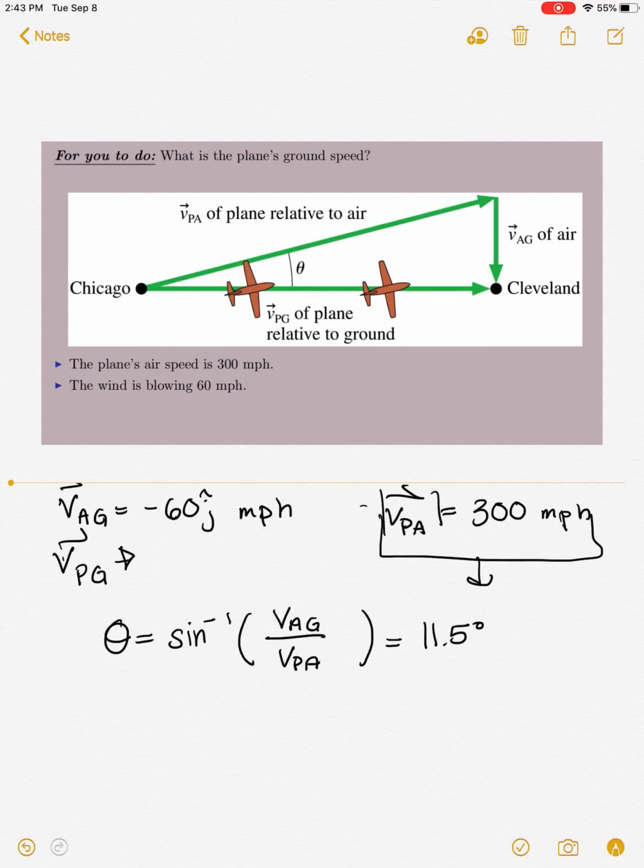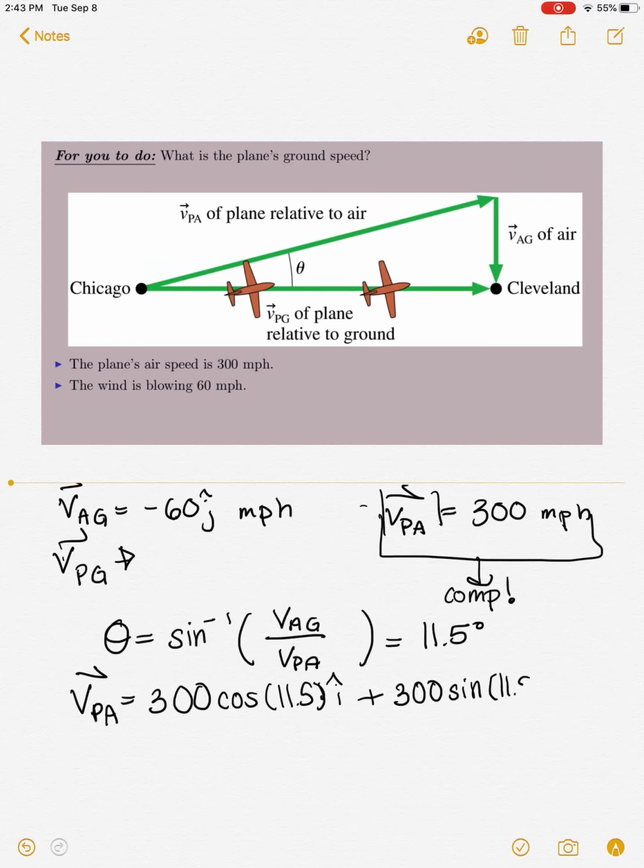And now I can split VPA into components. So whenever I get this type of problem, I need to split up all my vectors in terms of components rather than talking about their magnitude. So here I have VPA is equal to 300 cosine 11.5 I hat plus 300 sine 11.5 j hat.